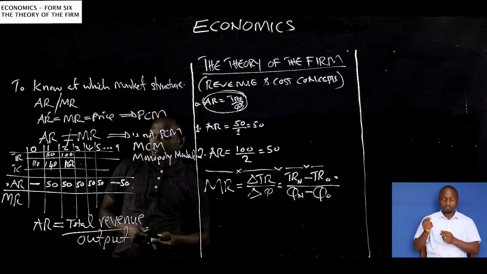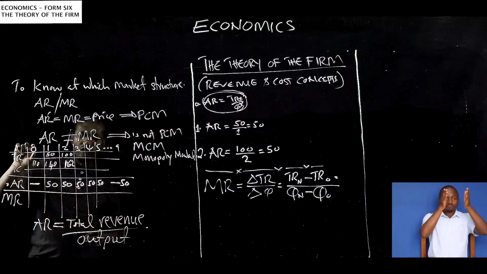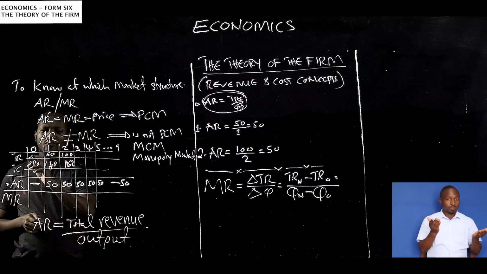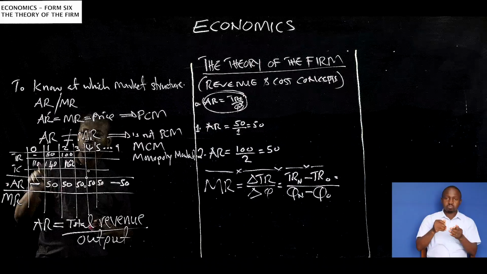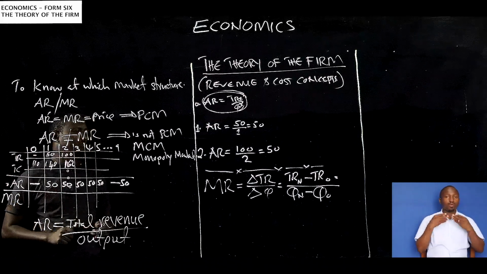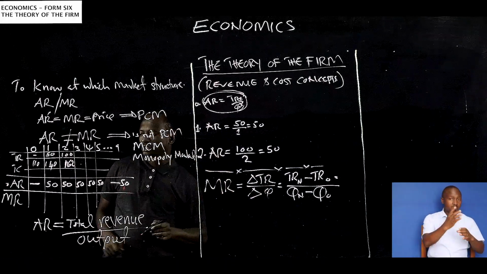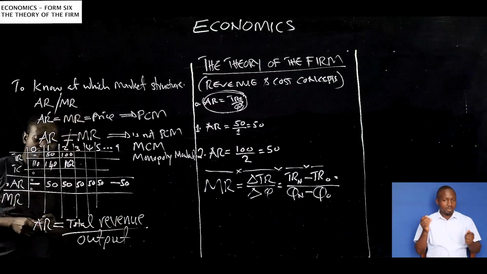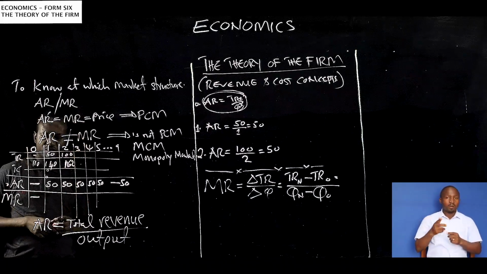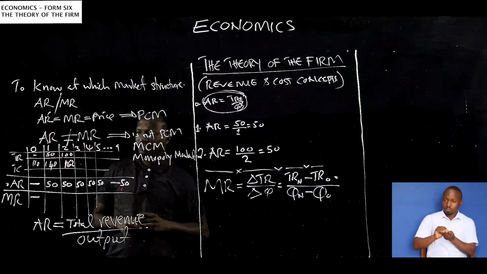So let us start at 0 output level. At 0 output level, there is no total revenue. According to our question, there is no total revenue, and there is no output. So both revenue and output are not there. So it is impossible to compute marginal revenue. Even marginal revenue will not be there because there is no total revenue, no output level.